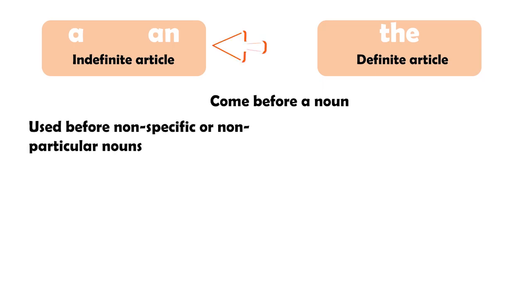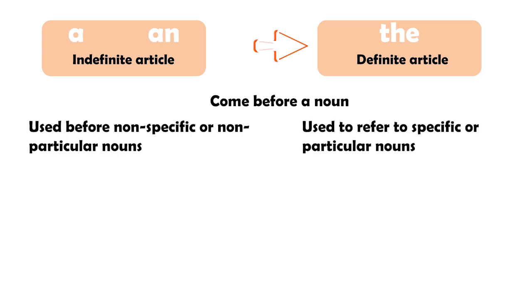A or an is used before non-specific or non-particular nouns. A or an is called the indefinite article because it usually leaves indefinite the person or the thing spoken. Whereas the definite article, that is the, is used to refer to specific or particular nouns. The is called the definite article because it normally points out some particular person or things.